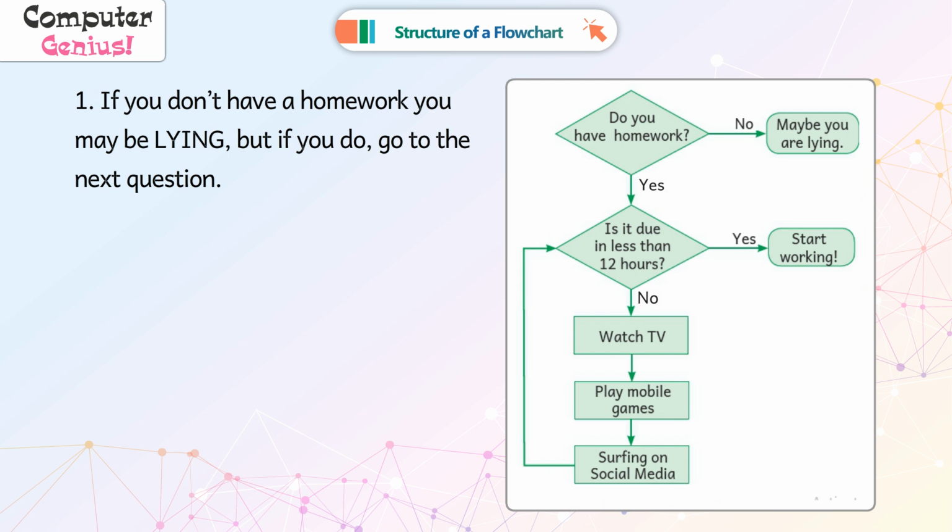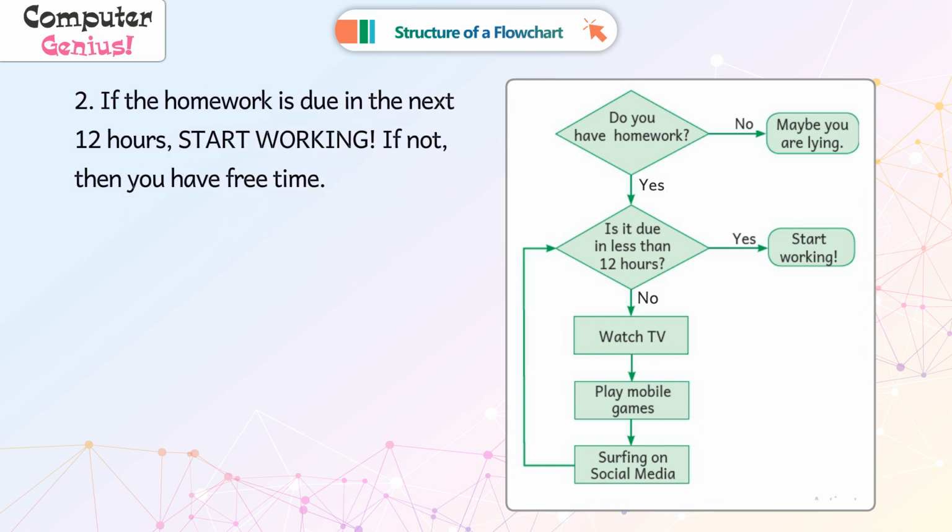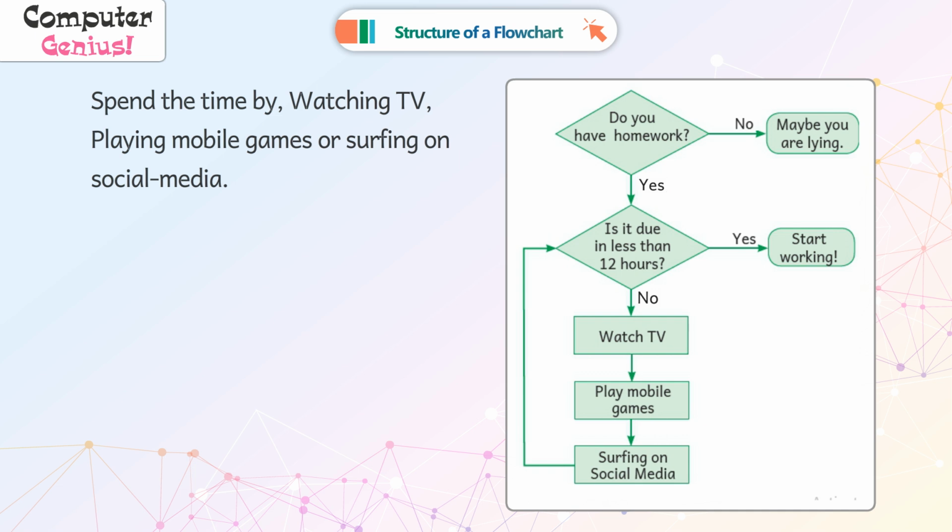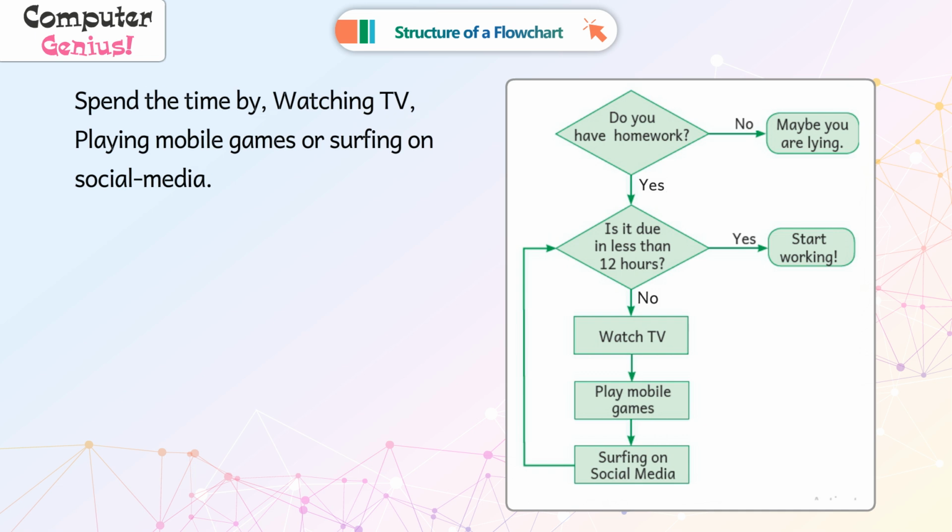1. If you don't have homework, you may be lying, but if you do, go to the next question. 2. If the homework is due in the next 12 hours, start working. If not, then you have free time. Spend the time by watching TV, playing mobile games, or surfing on social media.